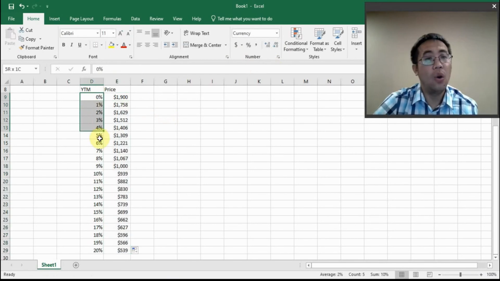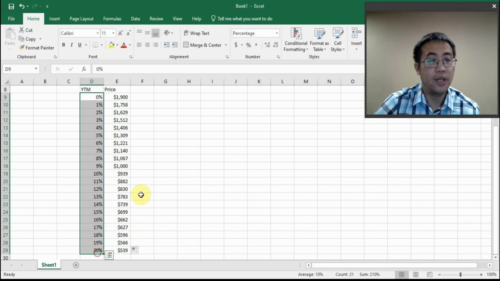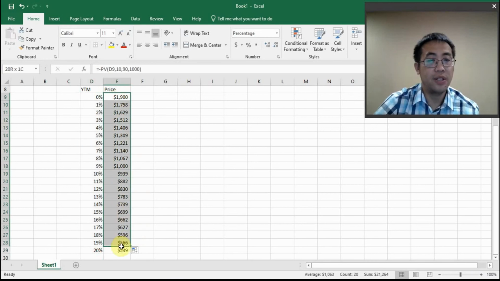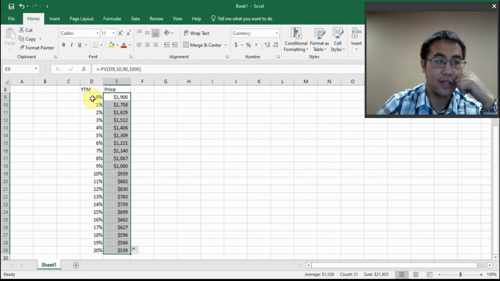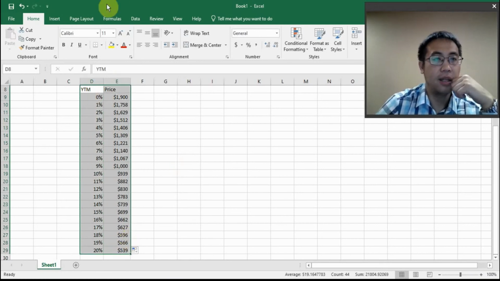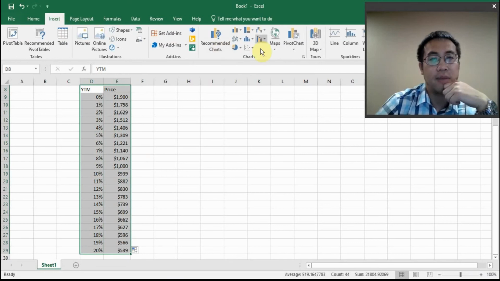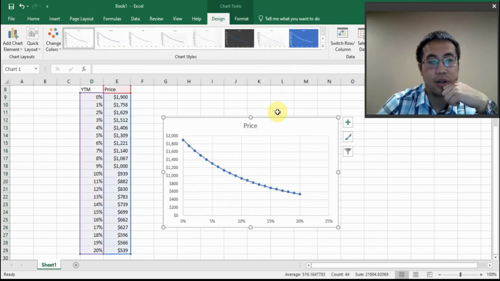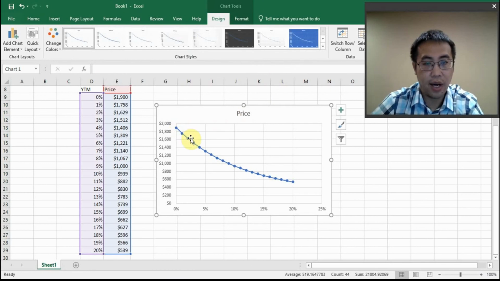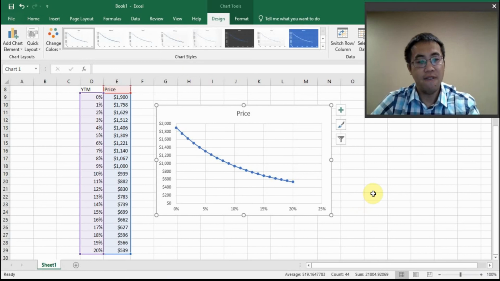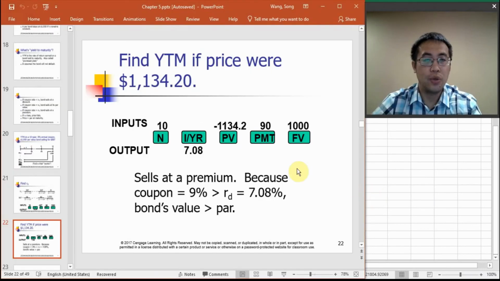As you can see, when my yield to maturity increases, the bond price decreases. That's because for the same cash flow, when there's more discount, then the present value would be less. And I can also plug them in at the same chart. This time I just use this scatter chart. And you will see that the price declines as the interest rate goes up. And there's an inverse relationship between price and yield to maturity.